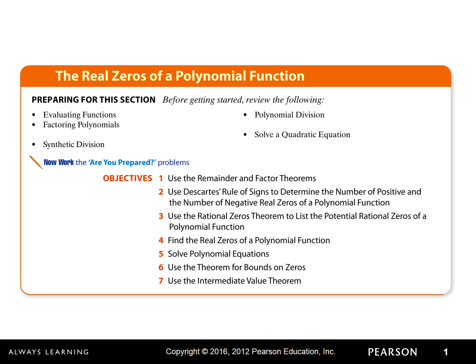4.5, and now we finally get to the meat. Find the real zeros of a polynomial function.